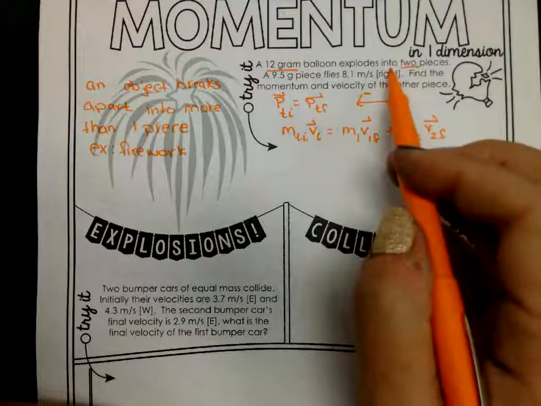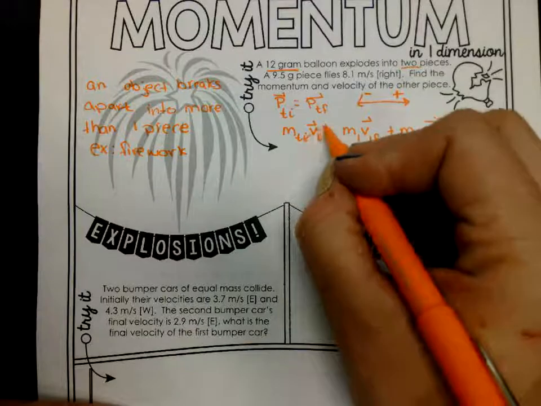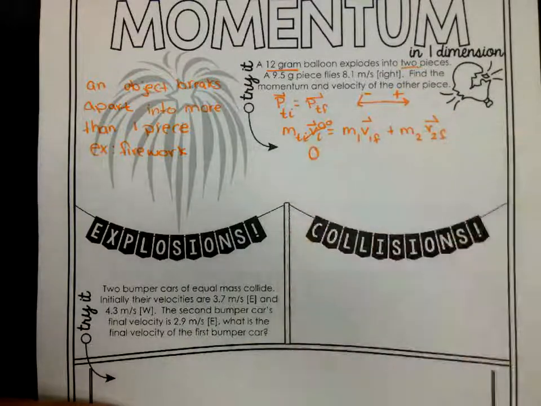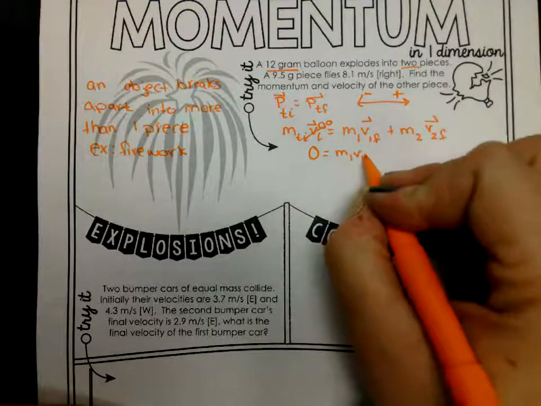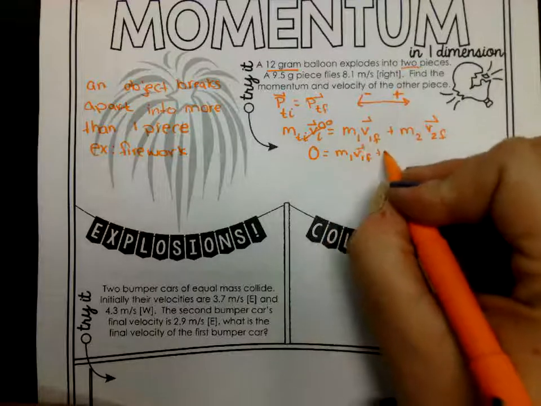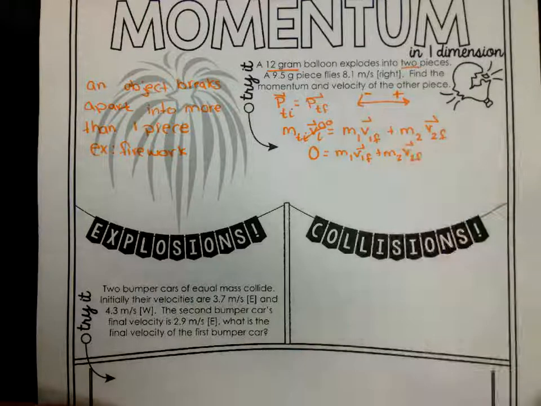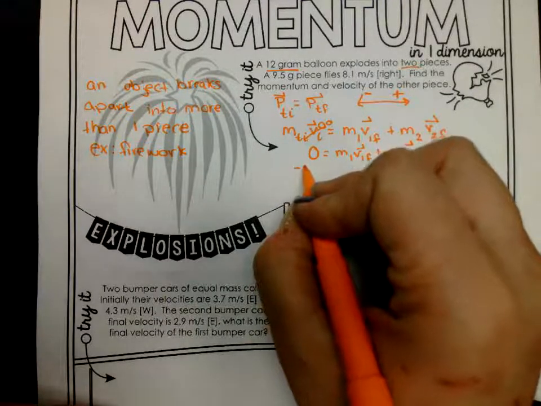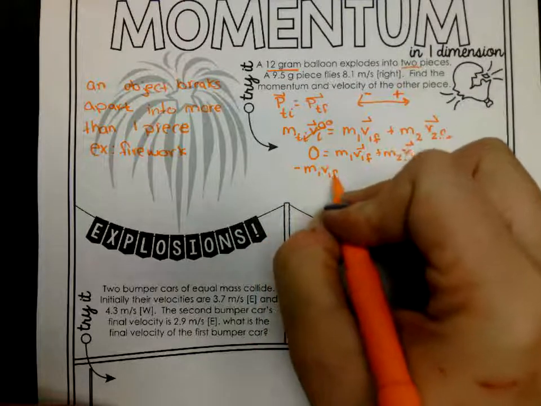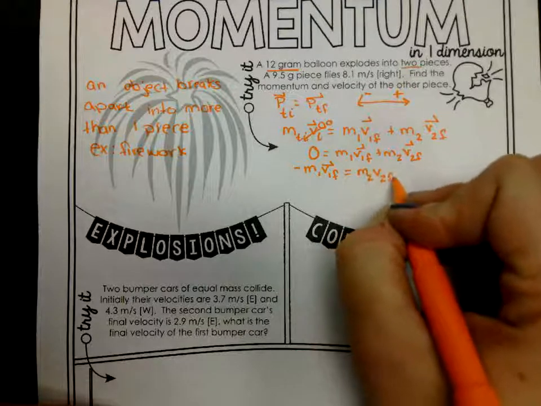Our initial velocity was 0. That balloon was stationary before it exploded. So if this is 0, I'm going to put a big 0 over here. So I have 0 equals mass 1 velocity 1 final plus mass 2 velocity 2 final. I can simplify this and say negative mass 1 velocity 1 final equals mass 2 velocity 2 final.